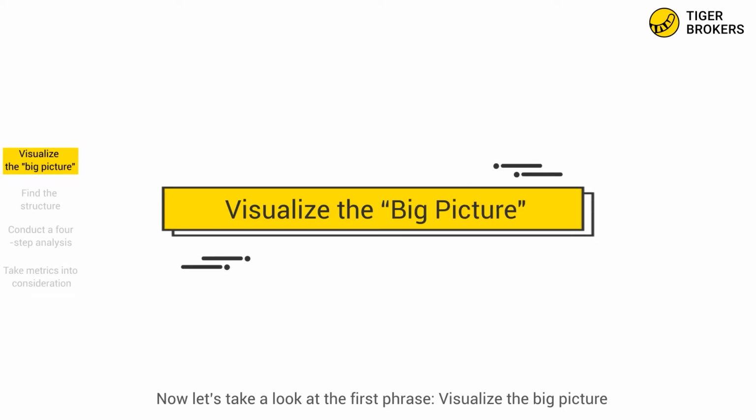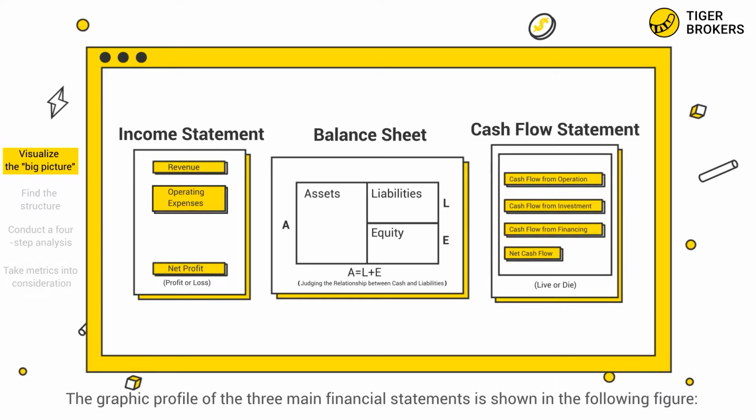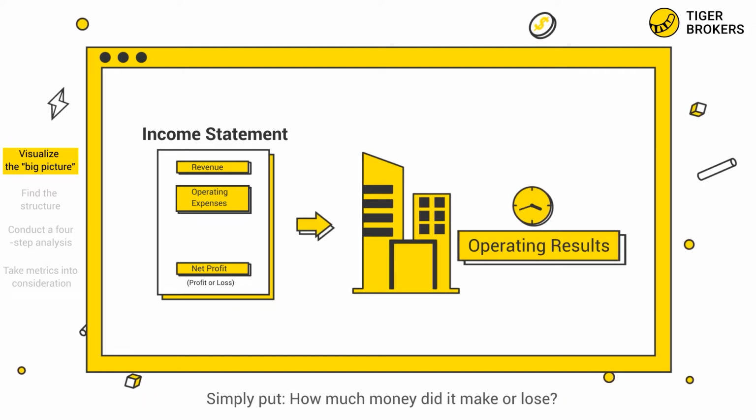Visualize the big picture. Do you remember how we learned at the beginning of the course to visualize? The graphic profile of the 3 main financial statements is shown in the following figure. The income statement reflects the operating results of a company over a period of time. Simply put, how much money did it make or lose?